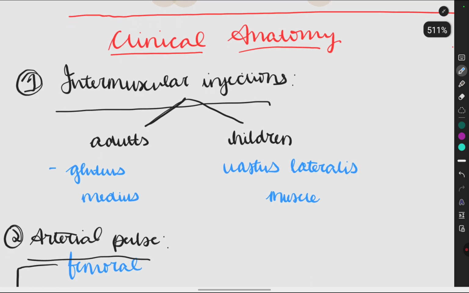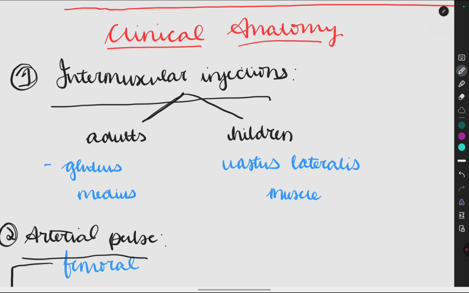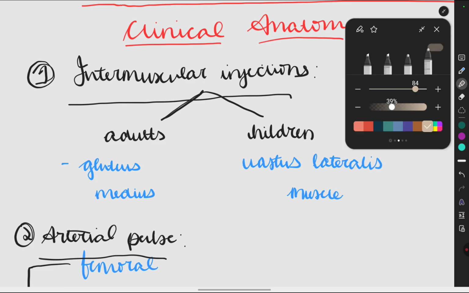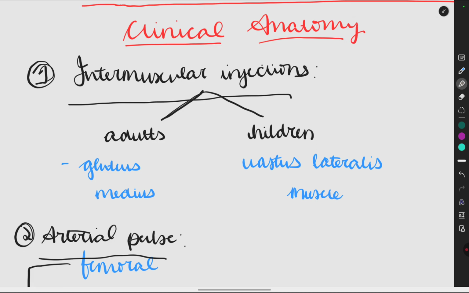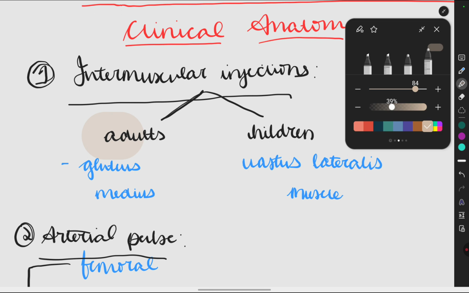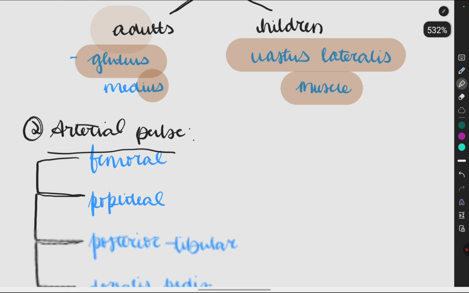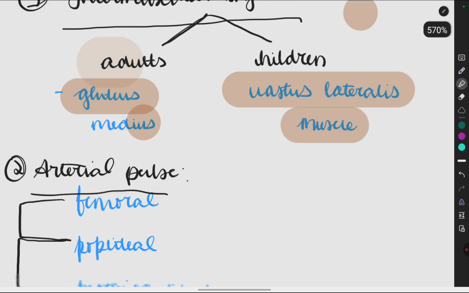The clinical anatomy, which is the most important. So intramuscular injections are given in the thigh region. The places or the regions where these injections are given are different in adults and in children. So in adults, it is given in the gluteus medius muscle, and in children it is given in the vastus lateralis muscle. So this is a factual thing that everyone must remember.